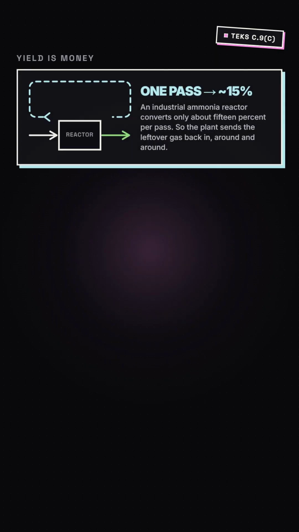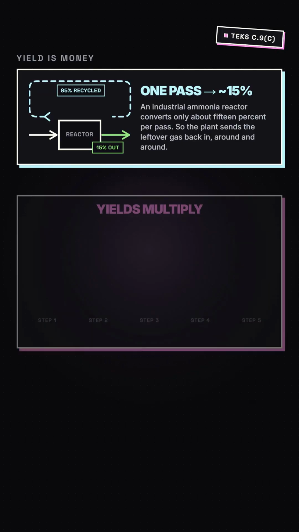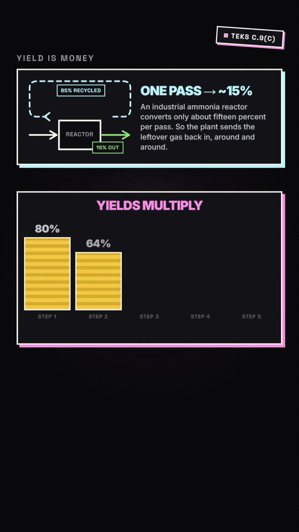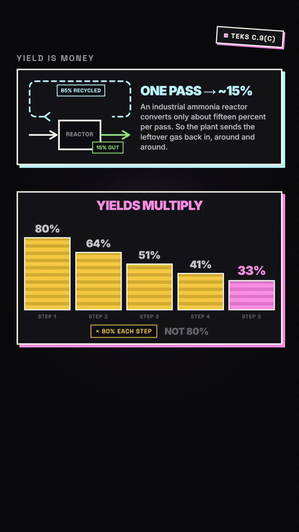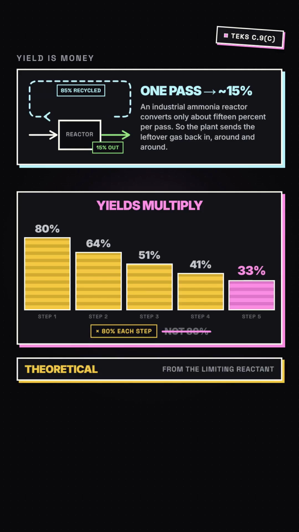This is why yield is money. A single pass through an industrial ammonia reactor converts only about 15%, so the plant recycles the leftover gas around and around. And in drug manufacturing, yields multiply. 5 steps at 80% each does not leave you with 80%, it leaves you 33.